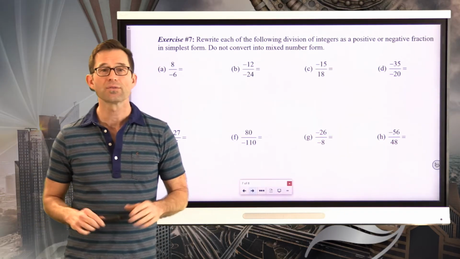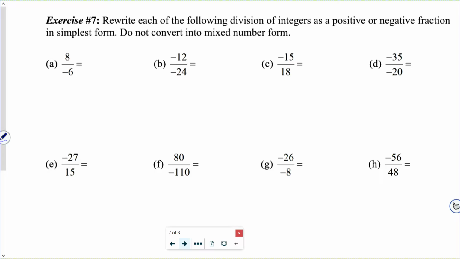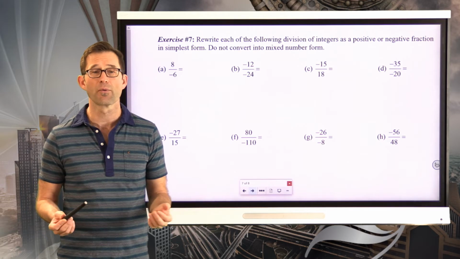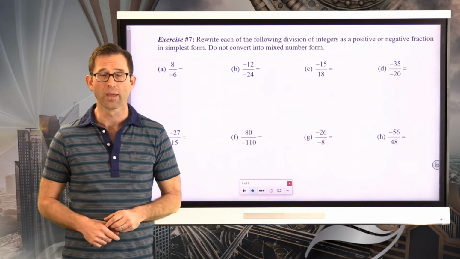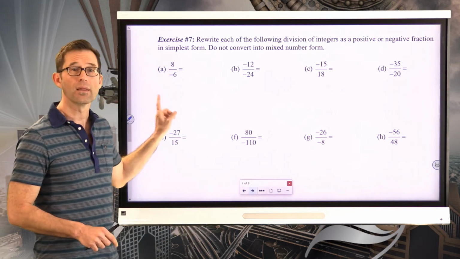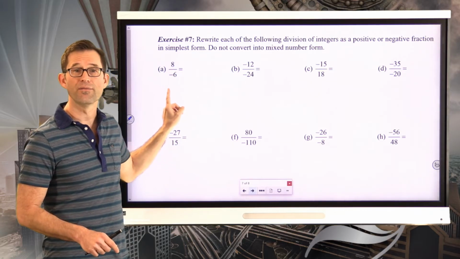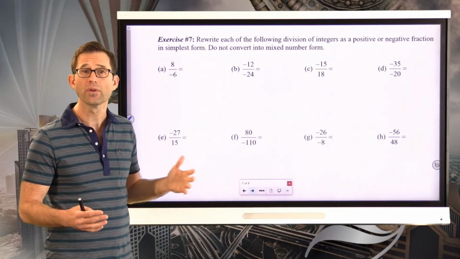Here we go. Exercise number 7. Rewrite each of the following division of integers as a positive or negative fraction in simplest form. Do not convert into mixed number form. Not that there's anything wrong with mixed number form, I just don't want you to waste the time doing it. So here's what I'm getting at. In letter A, we have positive 8 divided by negative 6. That's truly what we have.